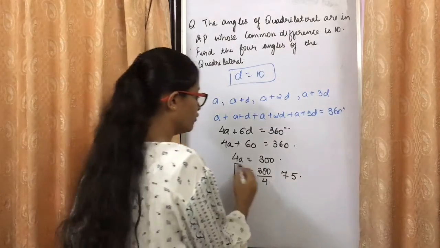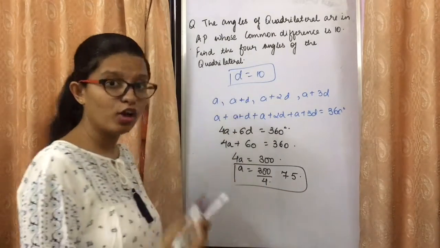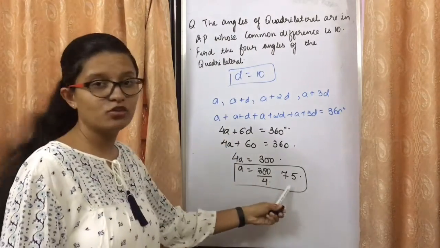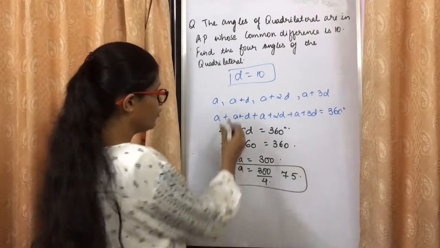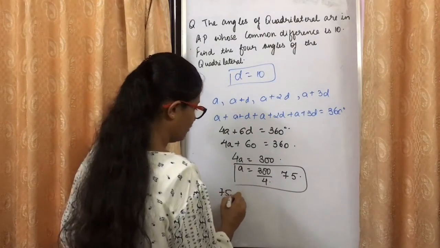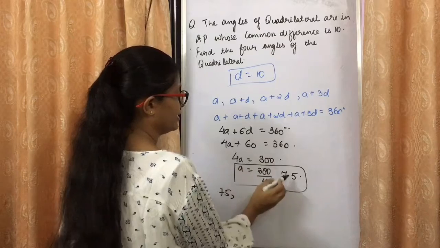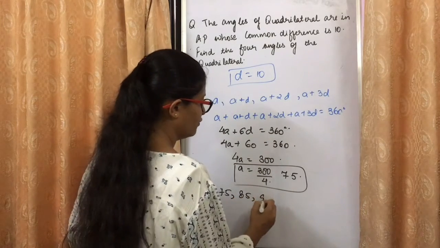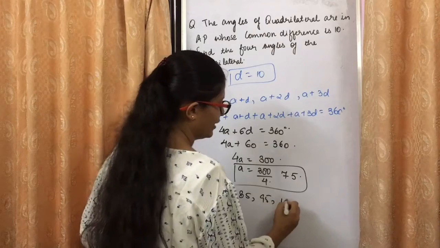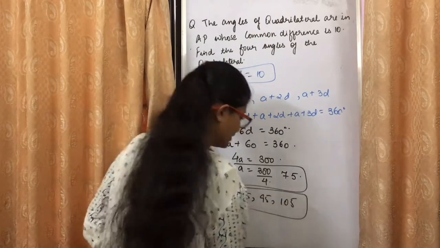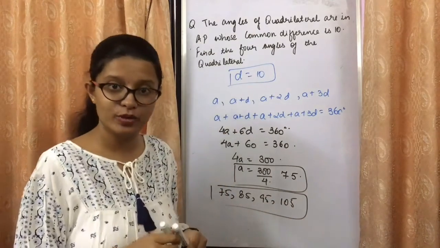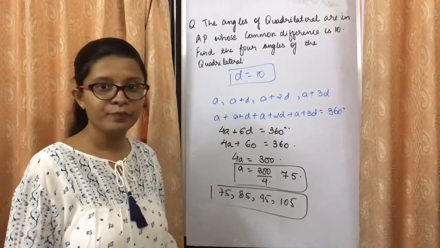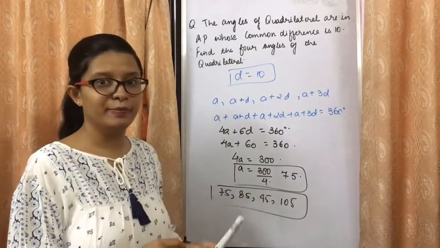So the value for the first term, or rather one of the angles of the quadrilateral, comes out to be 75. Now, if one of the angles is 75, the next angle is A plus D, that is 75 plus 10, which gives 85. So 75, 85, 95 and 105 are the four angles of the given quadrilateral if they are in AP. I hope the question was simple.